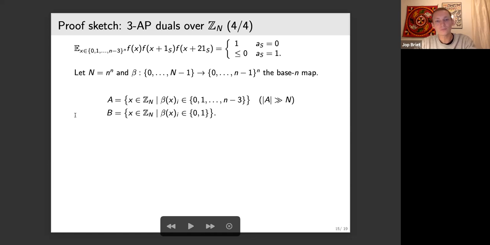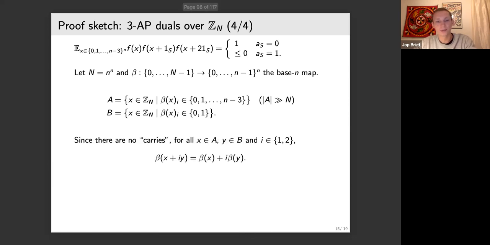And these 2 sets have the property that the map beta, the base n representation map, is roughly speaking linear when you take linear combinations of the form x and a, y and b, and the coefficient of y is 1 or 2. Okay, so the only reason this works is because there's no carries. So this kind of caps the coordinates of the vector x, and I times y doesn't go over n-1 in a sense. Okay, so now we're basically done.